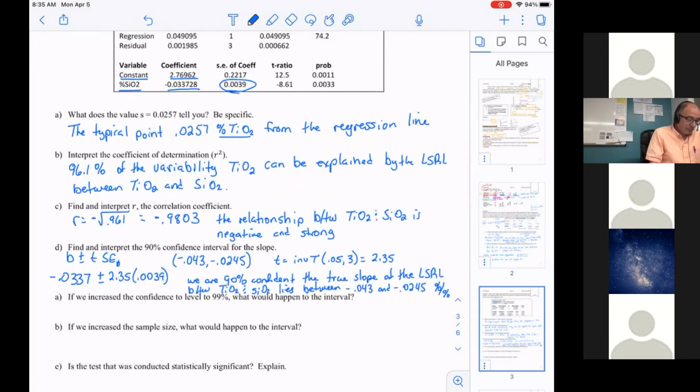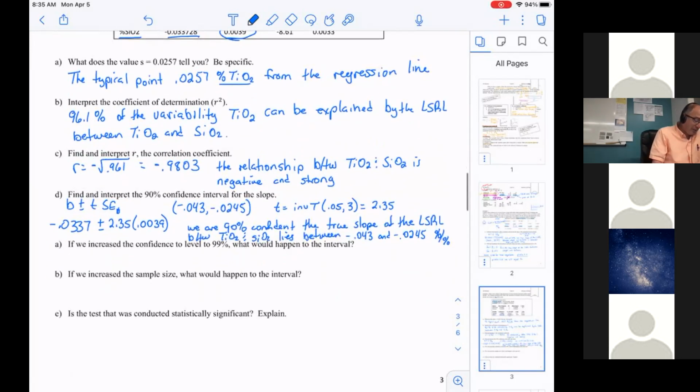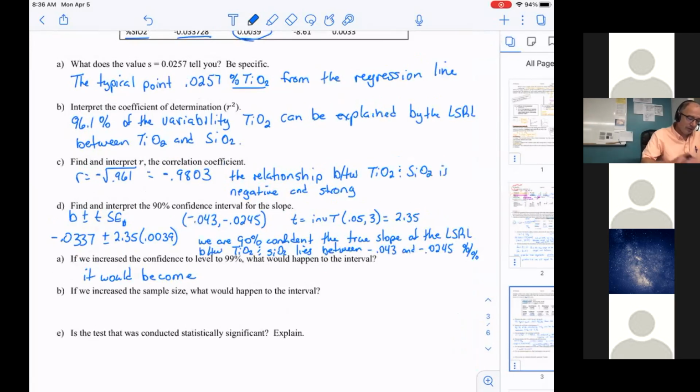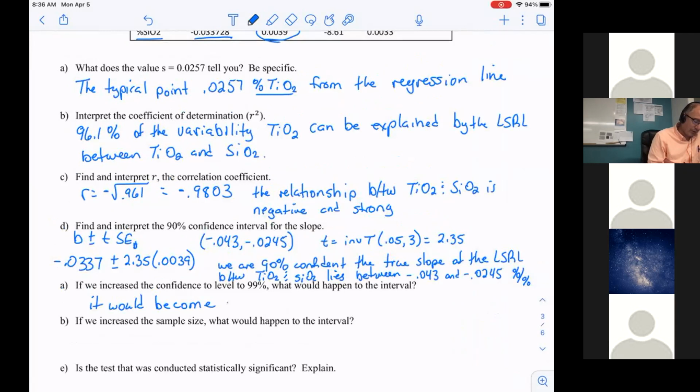Okay. Again, this is going to go back to a little bit of intervals. If we increase my confidence level to 99%, what is going to happen to the interval? I'm just looking for a generality here. It would become, and this is two choices, narrower or wider. It would become wider. Again, I want to be more confident. The more confident I want to be, the wider I have to cast my net. So therefore, it would become wider.